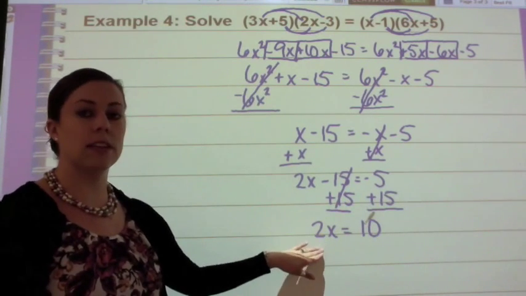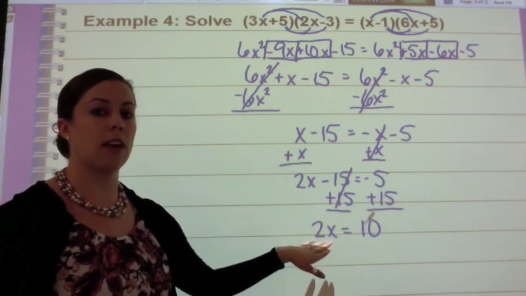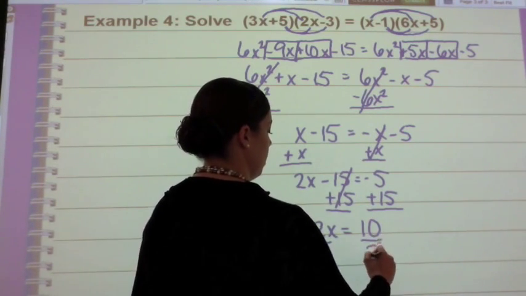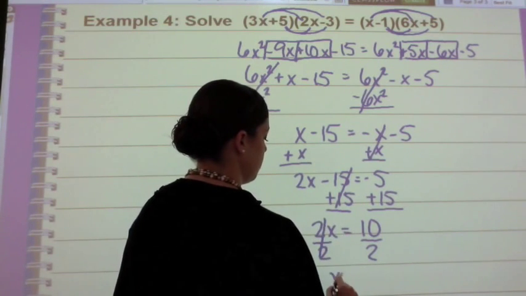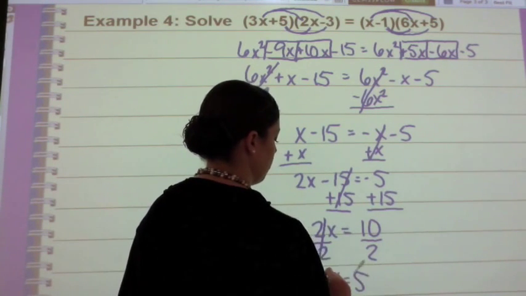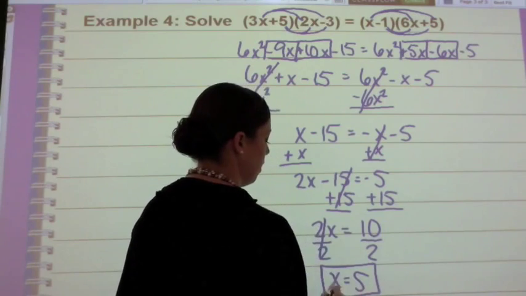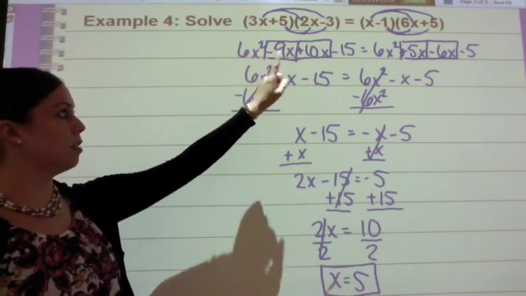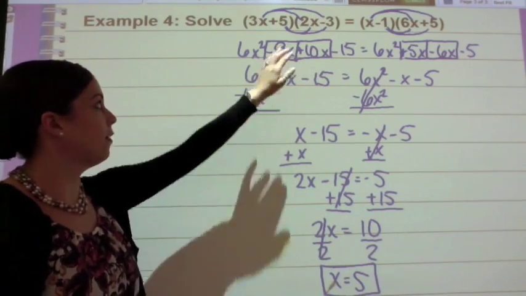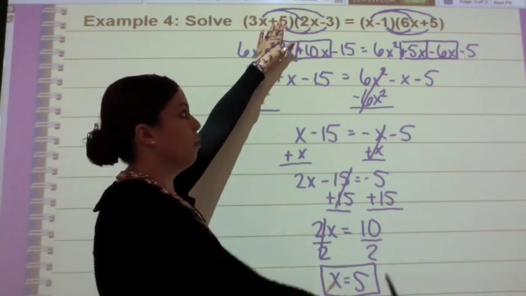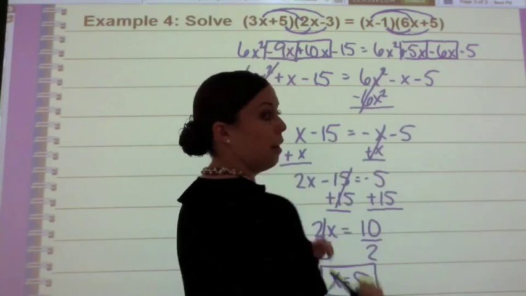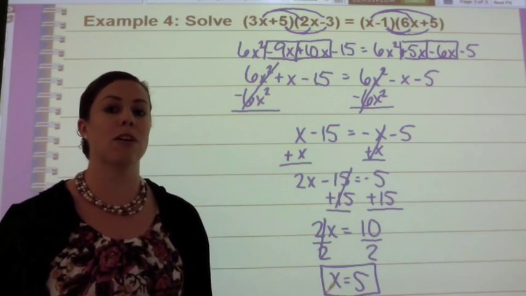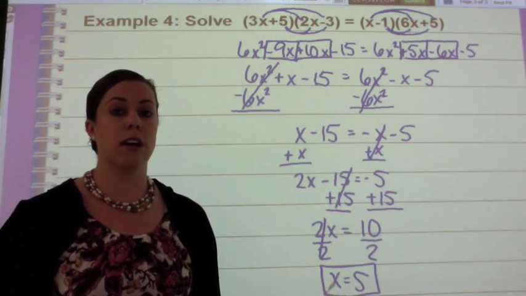Now I need to get this 2 to the other side. The opposite of multiplication is division. And 10 divided by 2 is 5. So x equals 5. And then if you would like, you can plug in 5 into both sides of the equation. Find what you get on this side, plug in 5 and find out what you get on that side. They should be equal. If they're not equal, there was a mistake somewhere. If they are equal, you did it correctly.